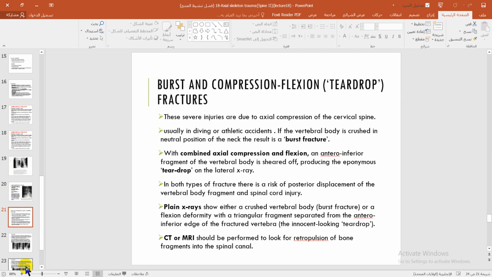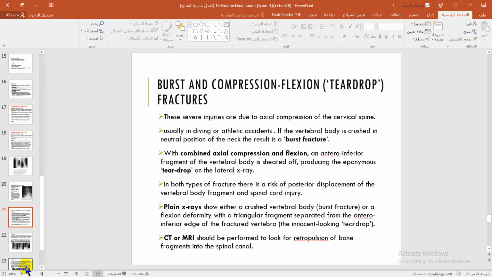Burst and compression flexion injury is called teardrop fracture. These severe injuries are due to axial compression of the cervical spine, usually in a diving or athletic accident. If the vertebral body is crushed in the neutral position of the neck, the result is a burst fracture. With combined axial compression and flexion, an anterior-inferior fragment of the vertebral body is sheared off, producing the eponymous teardrop on the lateral X-ray view. In both types of fracture, there is risk of posterior displacement of the vertebral body fragment and spinal cord injury.